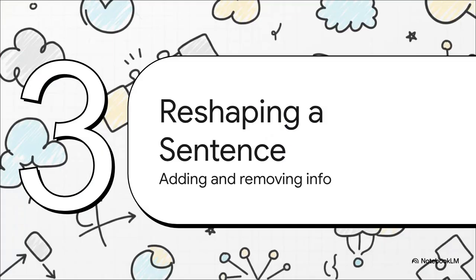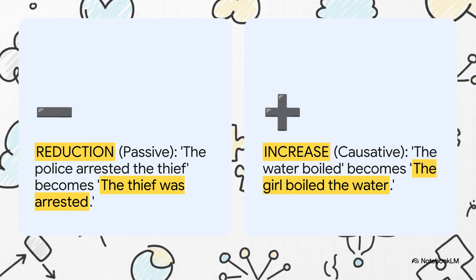So this deep connection isn't just some dusty old rule in a grammar book. It's an incredibly powerful tool. By just changing a word's form, we can totally reshape a sentence on the fly, adding or even removing information to shift the focus. This slide shows the two sides of that coin perfectly. On the one hand, with the passive voice, we change the verb's form, and that lets us remove an argument. The police arrested the thief becomes the thief was arrested. See? We don't even need to mention the police anymore. On the other hand, using a causative lets us add an argument. The water boiled becomes the girl boiled the water, bringing in the person who caused the whole thing to happen.